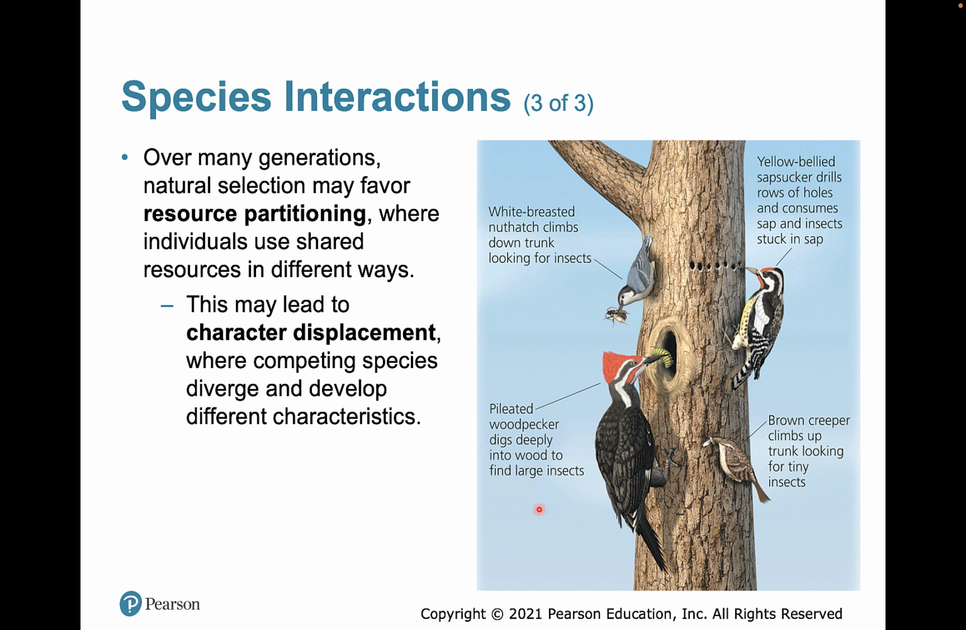The pileated woodpecker, which is one of the biggest woodpeckers, if not the biggest, about the size of a duck, and the yellow-bellied sapsucker both drill into the tree bark and deeper into the tree to get insects, but the pileated woodpecker is going to dig deeper than the sapsucker. Okay, so 4 different species use the same resource differently. That's the idea of resource partitioning.